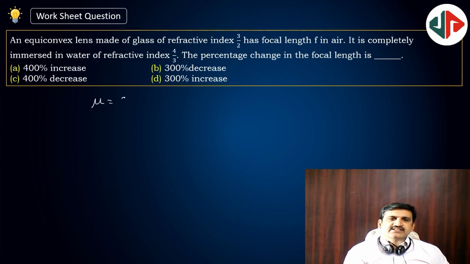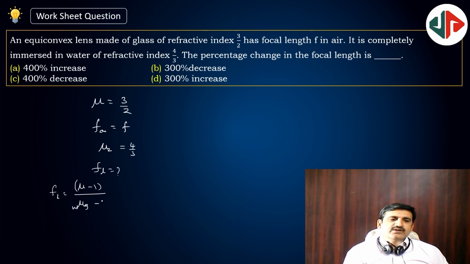An equiconvex lens made up of glass of refractive index 3 by 2 has focal length f in air. It's completely immersed in water of refractive index mu2 is equal to 4 by 3. The percentage change in focal length will be, FL is equal to how much? We have a formula, FL is equal to mu minus 1 by mu g with respect to water minus 1, into F. So he is asking the percentage change in focal length. That means FL by F minus 1, by F into 100. This one we need to calculate.